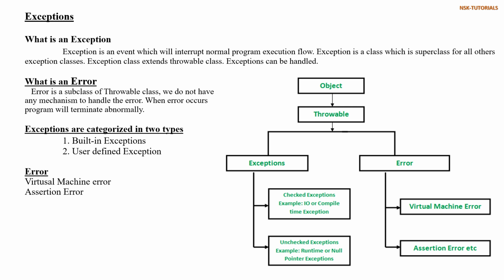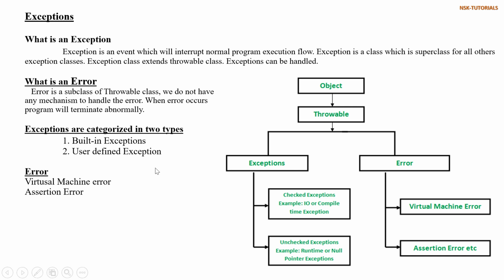If you see the diagram, we have an Object class. This Object class has Throwable subclass. This Throwable subclass has two different child classes: one is Exception class, another one is Error. Again, Exception is divided into two types: checked exceptions and unchecked exceptions. Checked exceptions, for example IOException, are compile time exceptions. And unchecked exceptions are runtime exceptions.